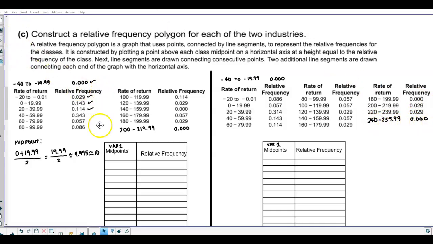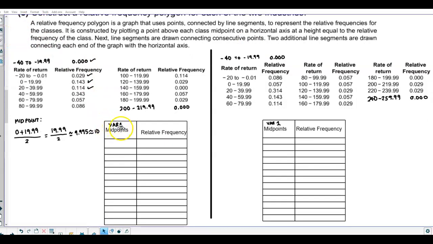Okay, now next, in our variable 1 column, we need to put midpoints in there. In order to find a midpoint, we need to take the upper and the lower limits, add them together, and divide it by 2. So we're just going to pick the third class. We're going to add 0 plus 19.99 and divide it by 2. When we divide that by 2, we get 9.995, which is approximately 10.